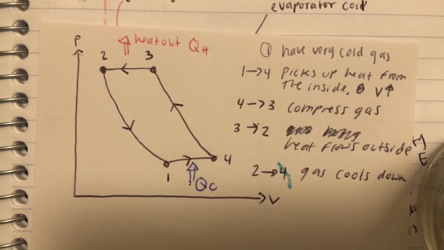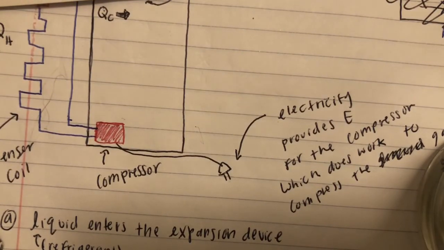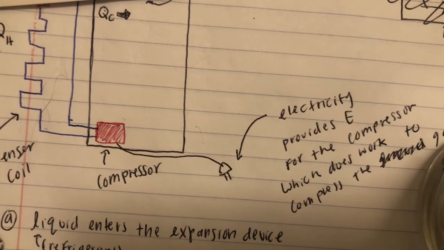So one of the questions was how the refrigerator appears to get around the second law of thermodynamics. So the second law of thermodynamics states that heat is not spontaneously transferred from a colder to a hotter object. So in this case, the heat is actually transferred assisted by electricity. So the electricity provides the energy for the compressor.